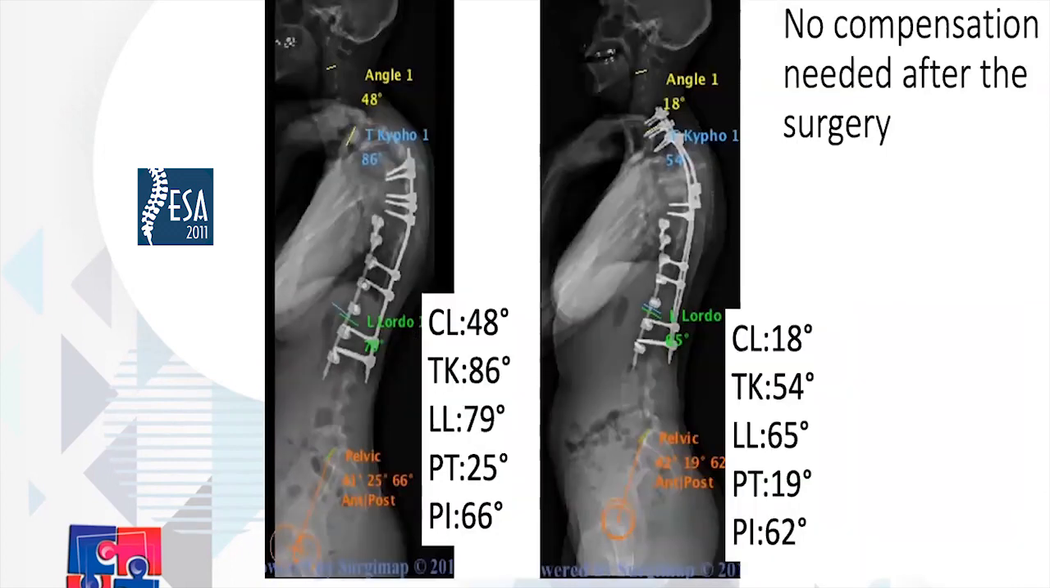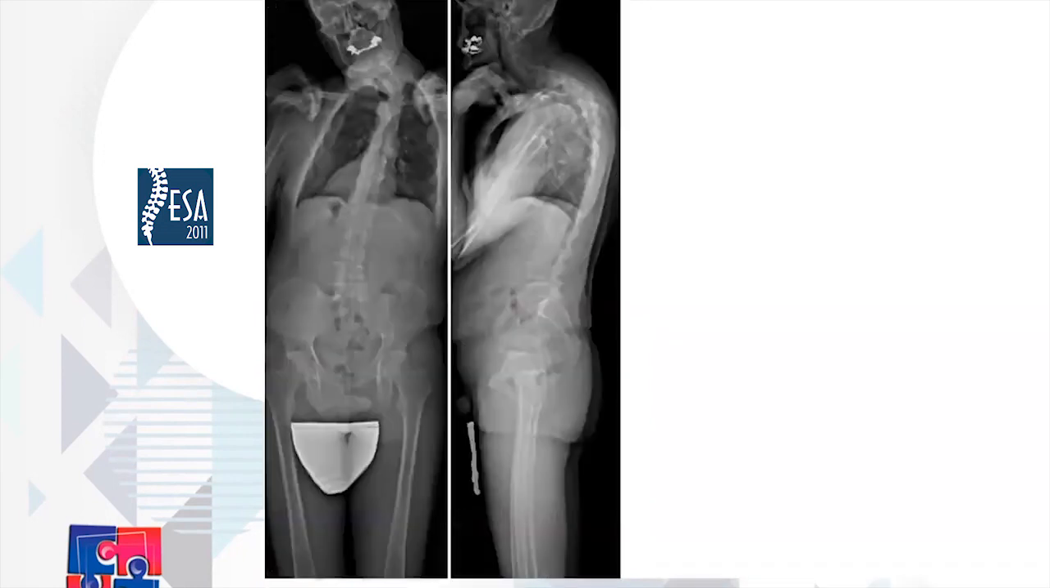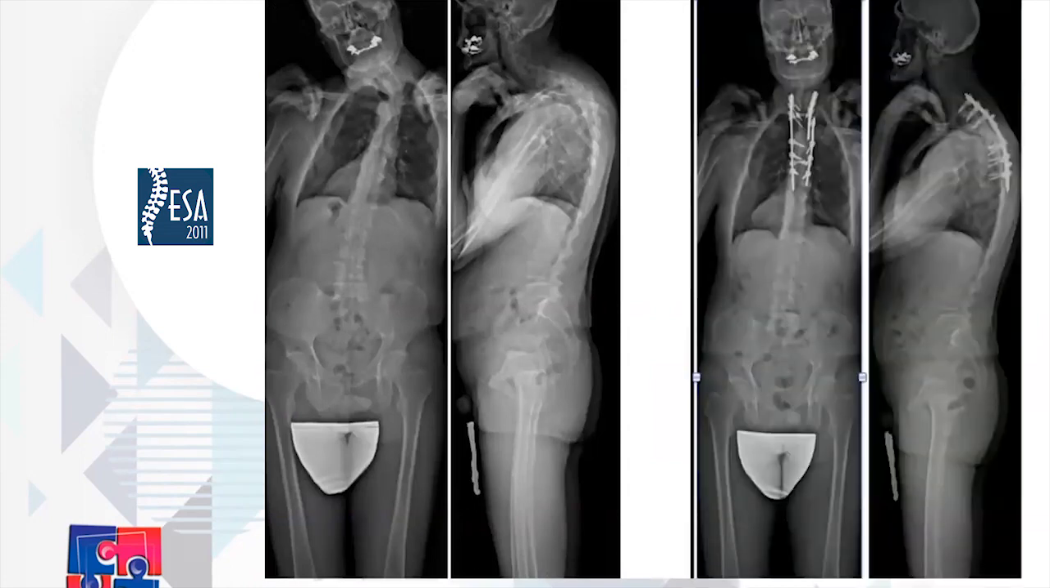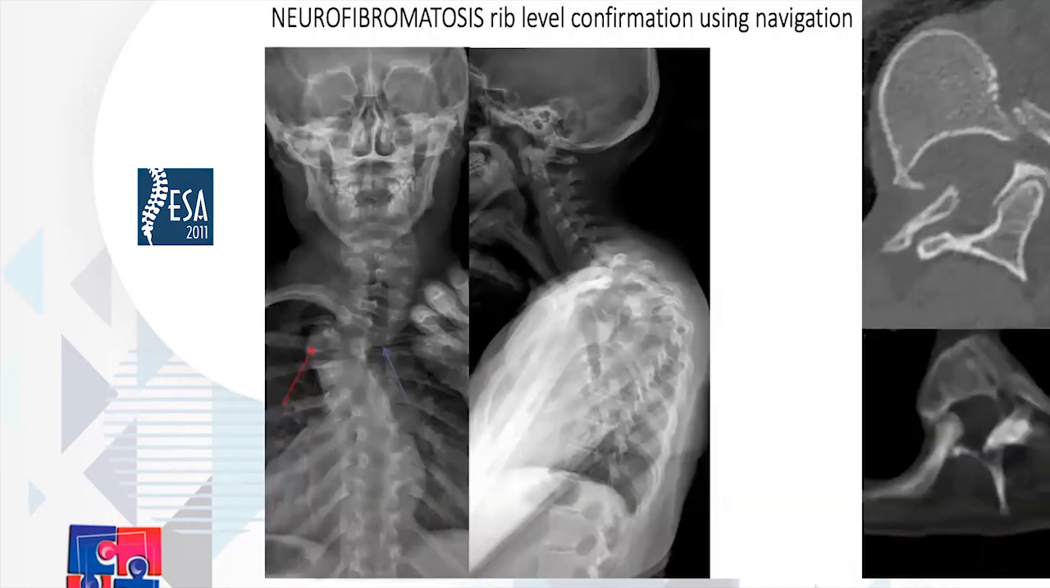This is another case of post-traumatic deformity at the cervicothoracic junction and treated by T5 PSO. You can see here the correction on the coronal and sagittal plane. After iatrogenic deformities, the second etiology of upper thoracic and lower cervical deformities is neurofibromatosis. In this neurofibromatosis case, navigation helped to identify the level of the rib head dislocation and allowed to remove it before any correction.